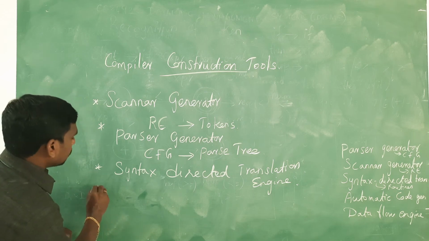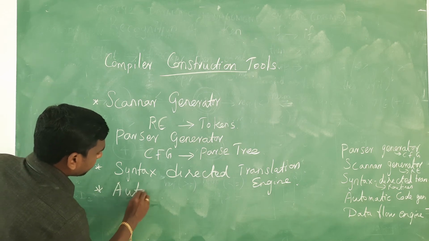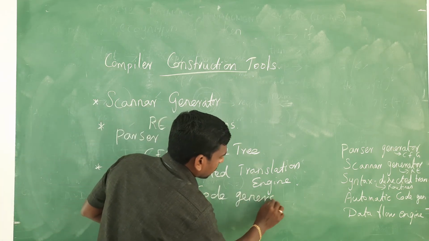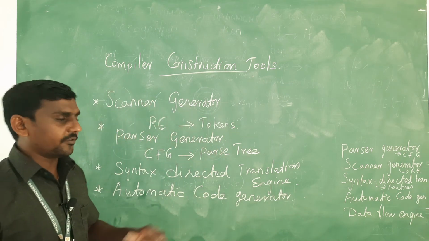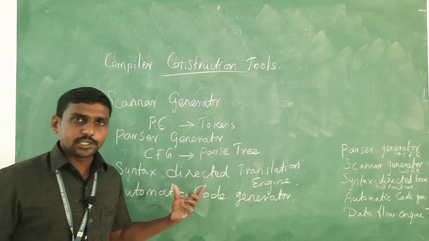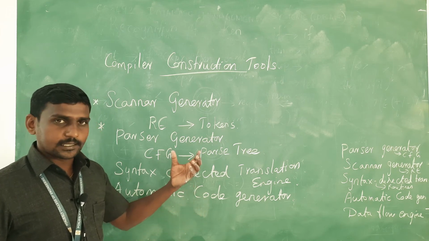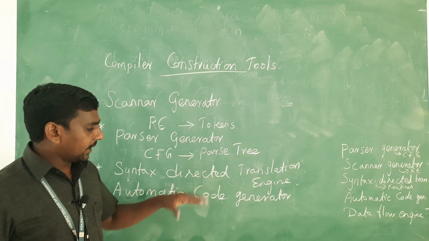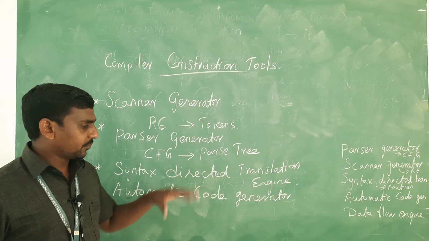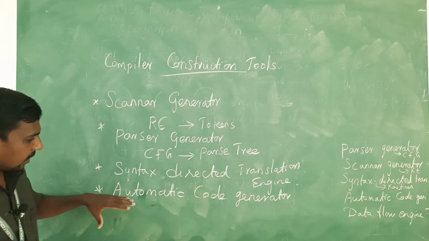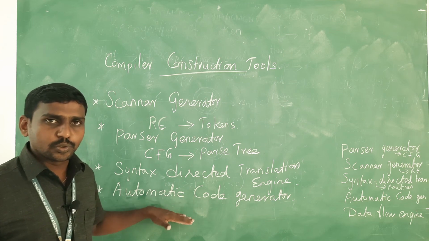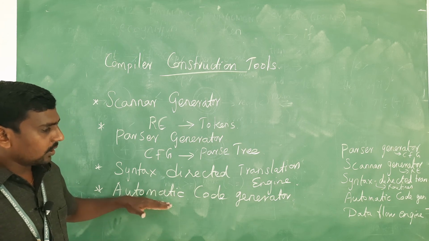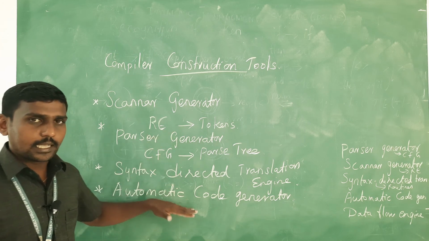Okay, and the next tool is the automatic code generator tool. So we know in the phases of compiler we have a phase that is automatic code generator. What is the duty of this automatic code generator? It accepts intermediate code as an input, and it creates assembly code. Okay, so the output is assembly code. So this automatic code generator tool is used to convert intermediate code into assembly code, right?